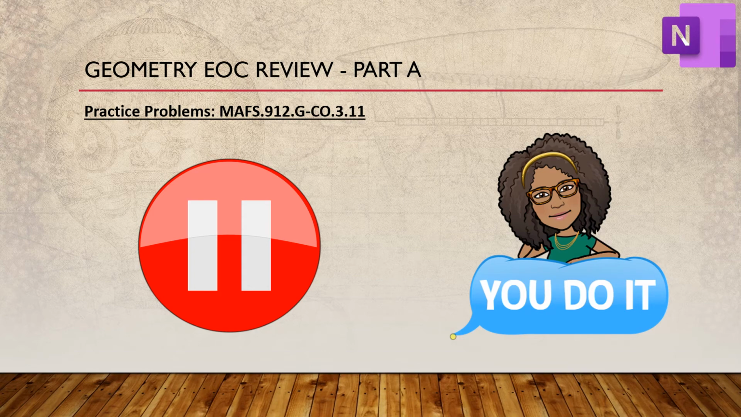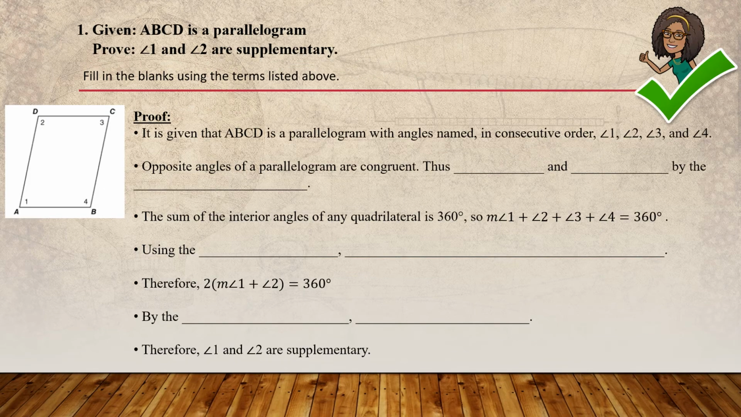So you're going to pause the video, practice these questions on your own, and come back and we'll review them together. All right, so we're going to look at example number 1, and example number 1 says that we are given a parallelogram ABCD and that we are needing to prove that angles 1 and 2 are supplementary. So if you recall, one of the properties of a parallelogram is that we have consecutive angles that are supplementary, and remember, supplementary means that we have two angles whose sum is equal to 180 degrees. So we're going to do this proof by a paragraph proof, just by filling in the blanks.